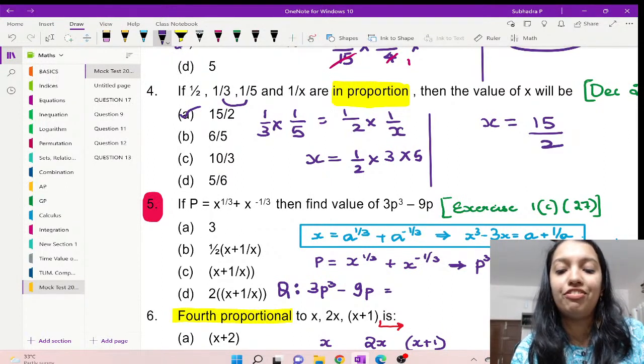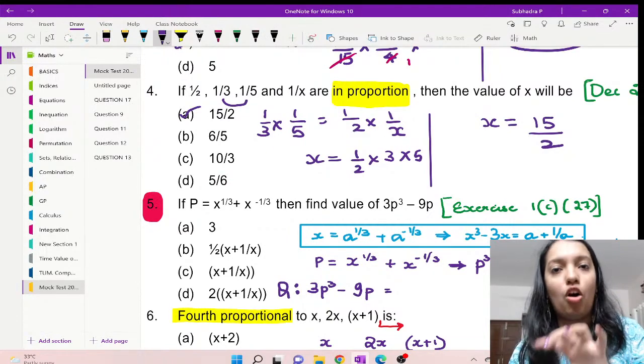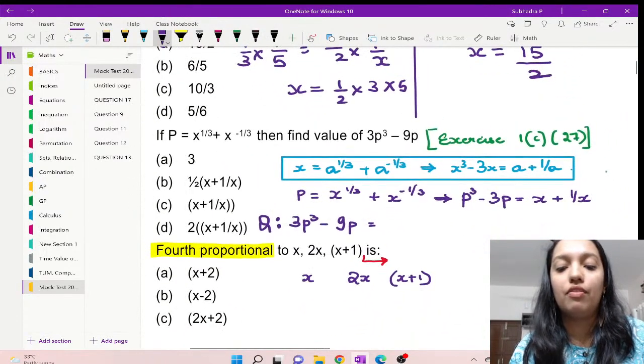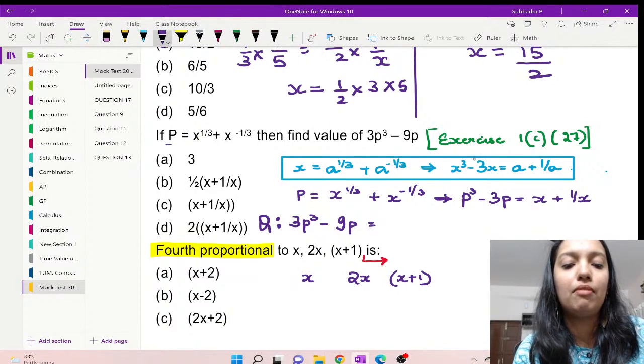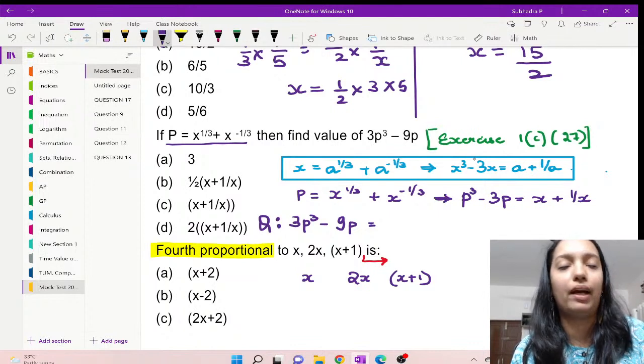One such law: if they have given x is equal to a to the power 1 by 3 plus a to the power minus 1 by 3, then we can say x cube minus 3x is equal to a plus 1 by a. So, I am using this generic property of index here for this question. They have given me the value of p, correct? If p is the same thing, wherever there is x, I'll replace it with p. I'll get p cube minus 3p is equal to x plus 1 by x. I have just applied this formula.